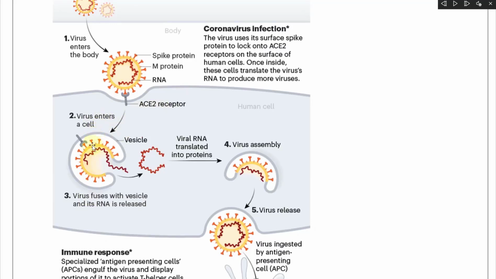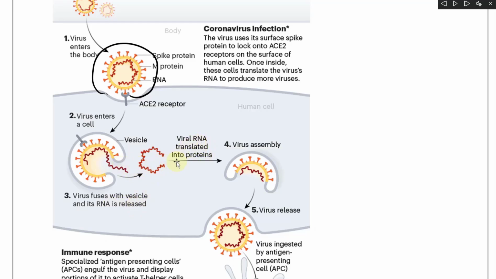So the virus enters the cell, and then it creates a vesicle. Once it goes in, you're going to have a barrier, and it's going to protrude out. Now you're going to have a barrier inside of it, pretty much a vesicle with that membrane around it. Now it's enclosed like this in that vesicle. And then the genetic material gets released. So the virus fuses with the vesicle, and its RNA is released.